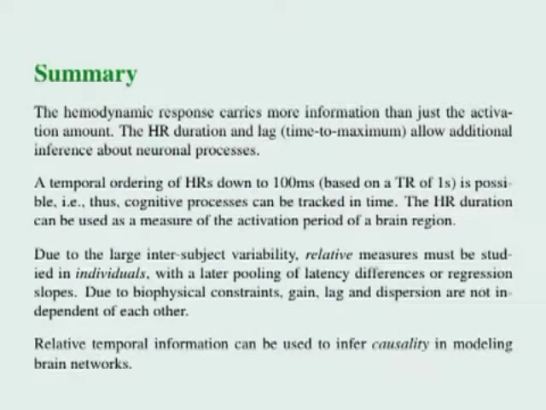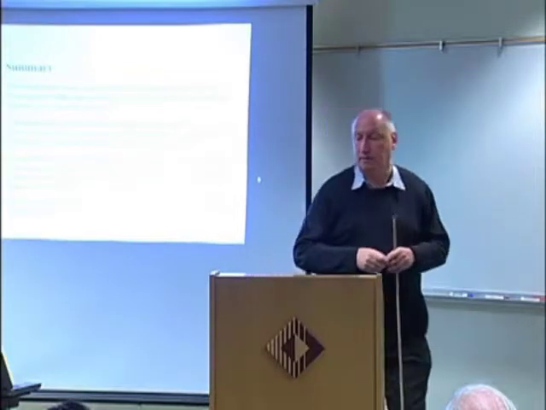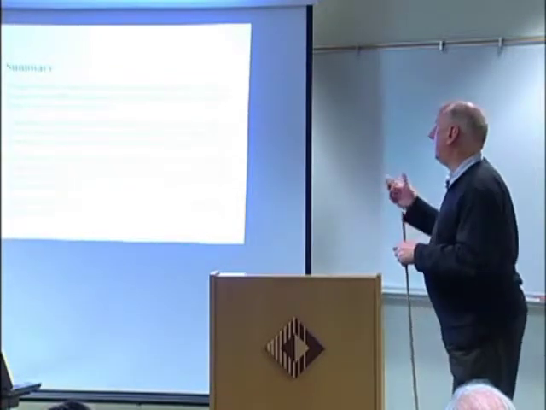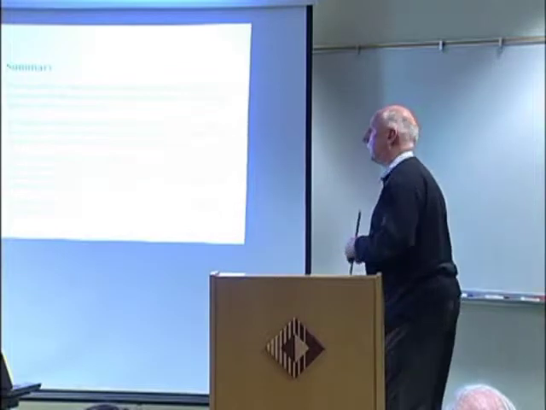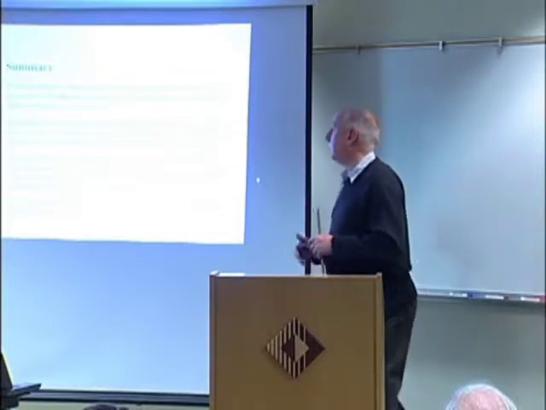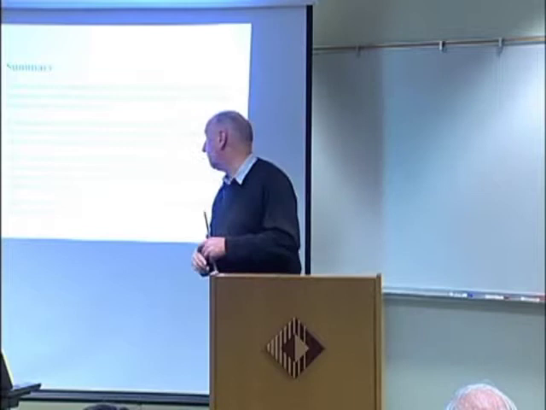Using today's methods, I think a temporal ordering down to 100 milliseconds is possible in almost any experiment, and based on a TR of 1 second, for instance. Thus, cognitive processes can be ordered. Of course, a lot of the cognitive processes that we are interested in are in a time range below 100 milliseconds, but in the end, this is just a thing that may be different with a higher time resolution or more trials, or of course you can always do ERPs in addition to this.